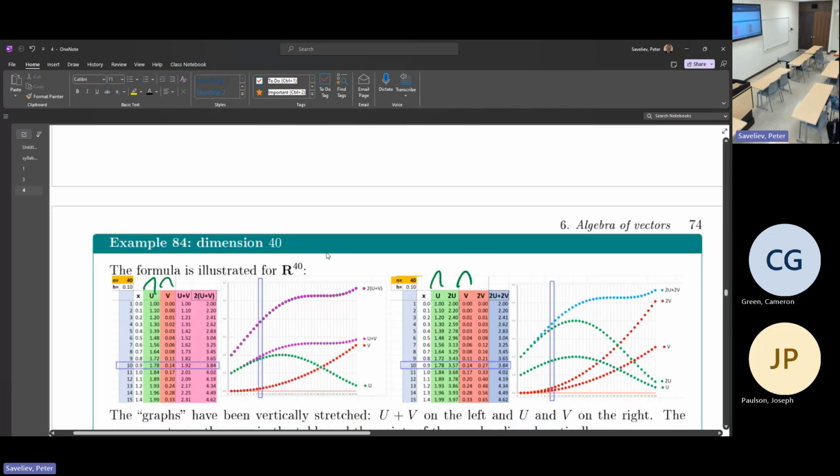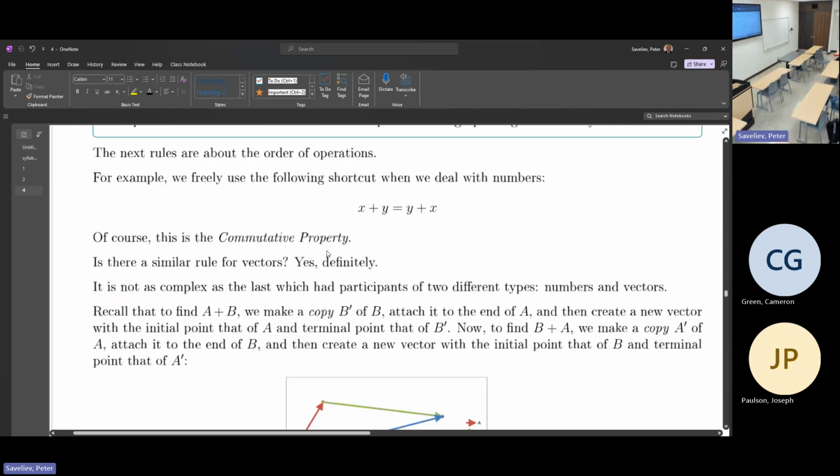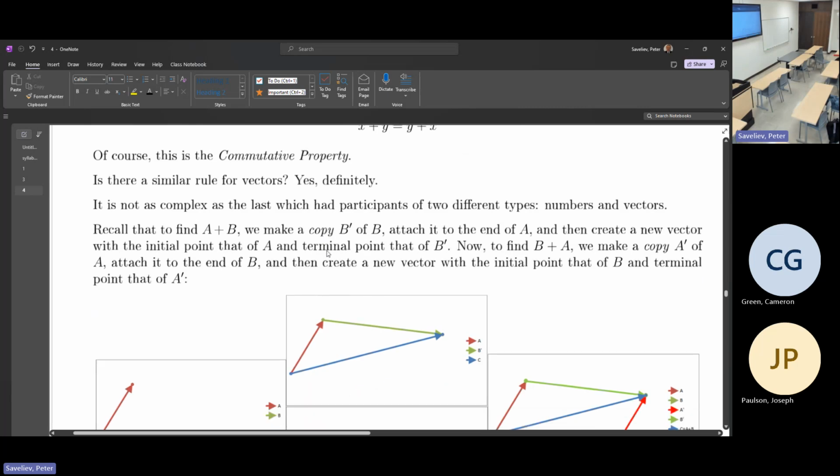So, once again, the two distributive properties. The commutativity property is very easy. Once again, x plus y is equal to y plus x. We're using it without thinking.